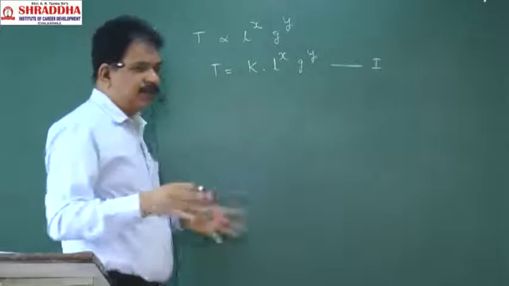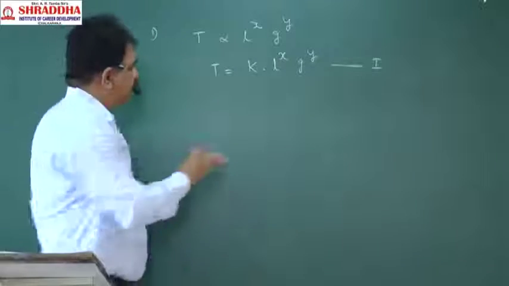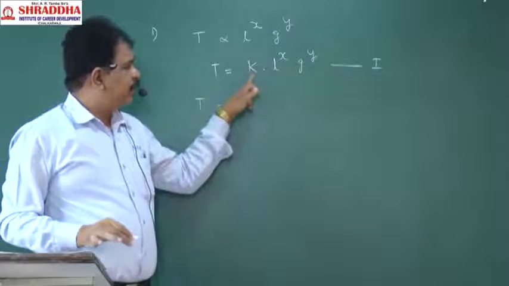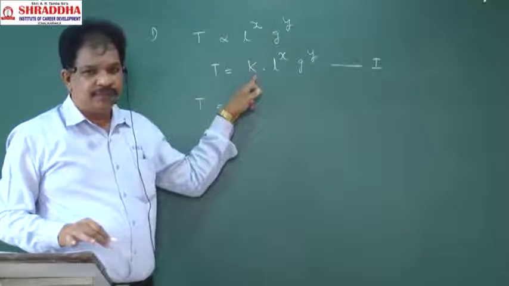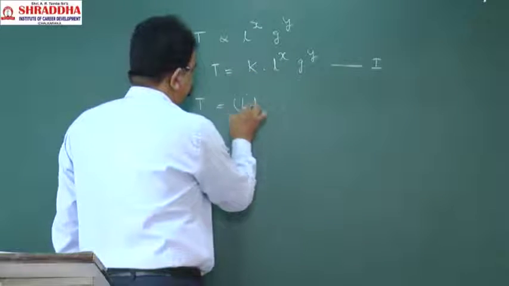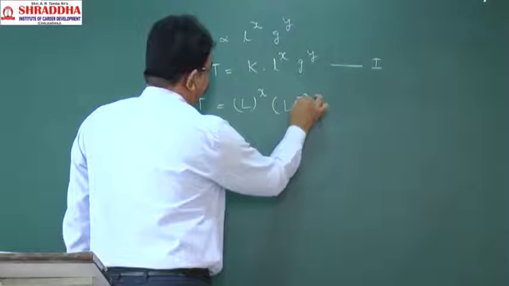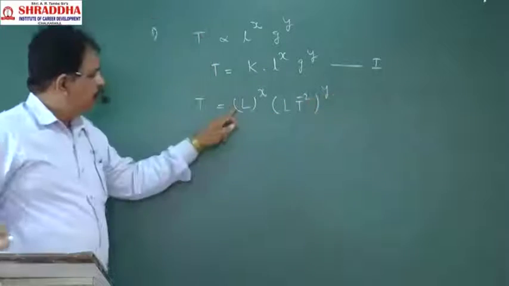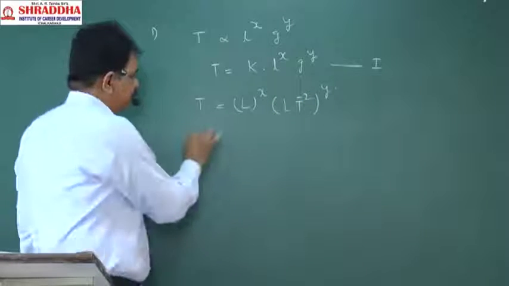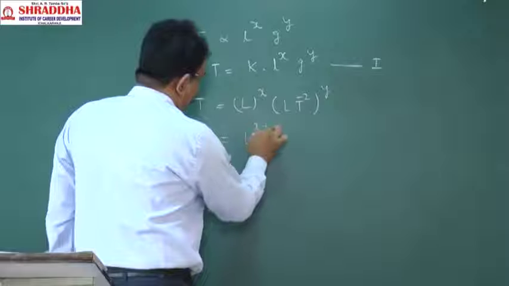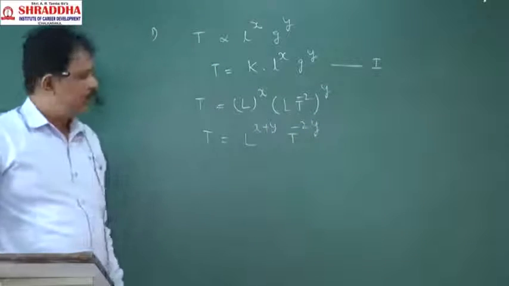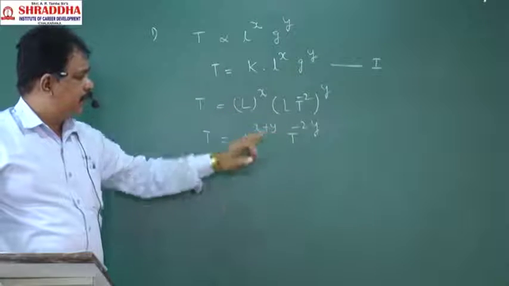Then write the dimensional formulas on both sides. Time period dimensional formula is T. The proportionality constant is dimensionless, like that we will assume. Then this value will be L power x, L T power minus 2 whole power y. Then T is equal to L power x plus y, T power minus 2y.